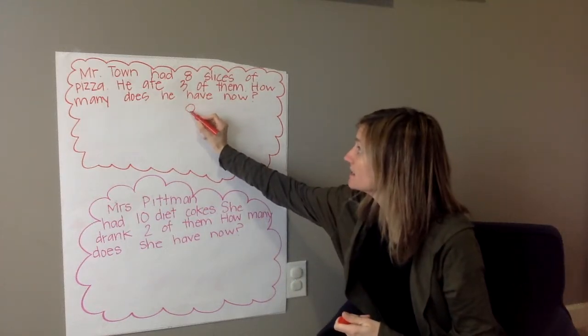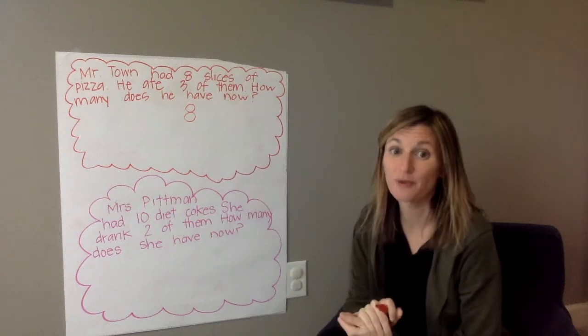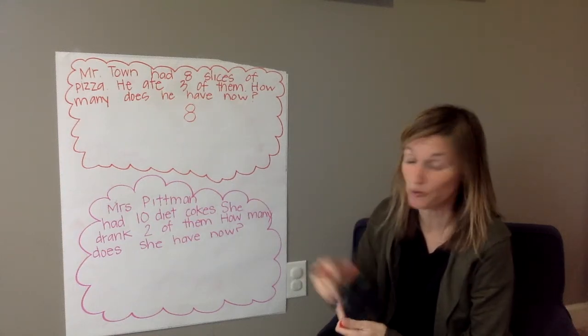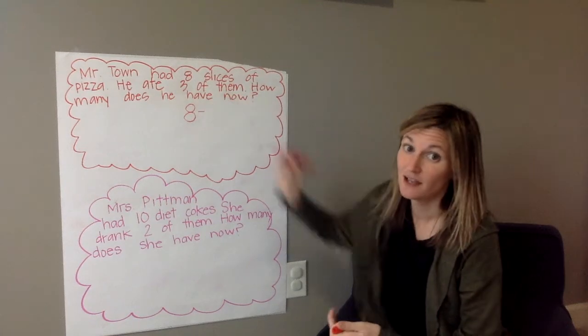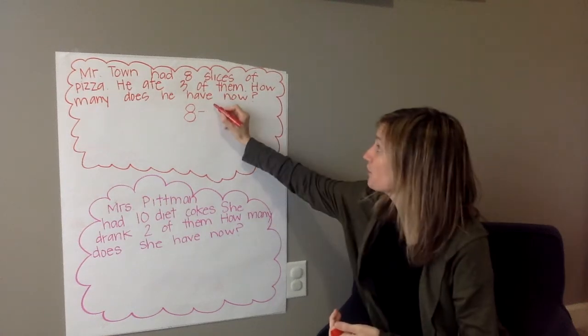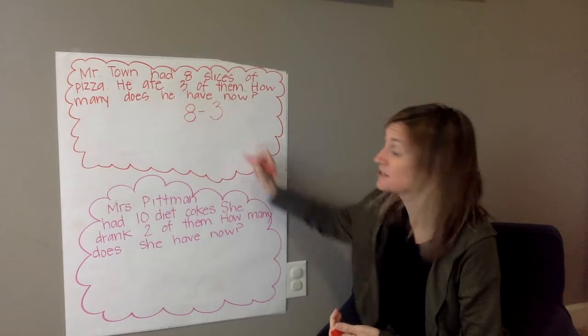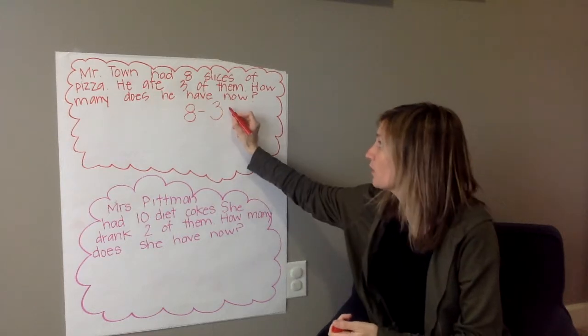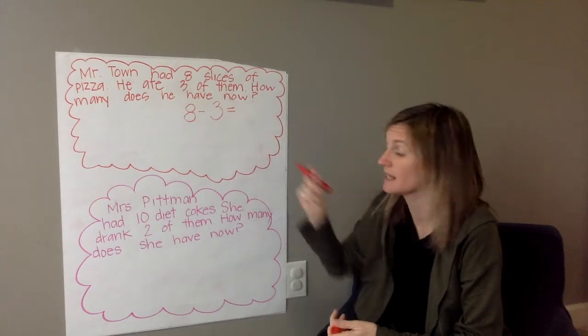He ate 3 of them, which means they're gone now. They left, so we're subtracting. And we're trying to figure out how many he has once he ate 3 of them. Don't forget our equal sign, because if we don't put our equal sign in there, it doesn't make sense.